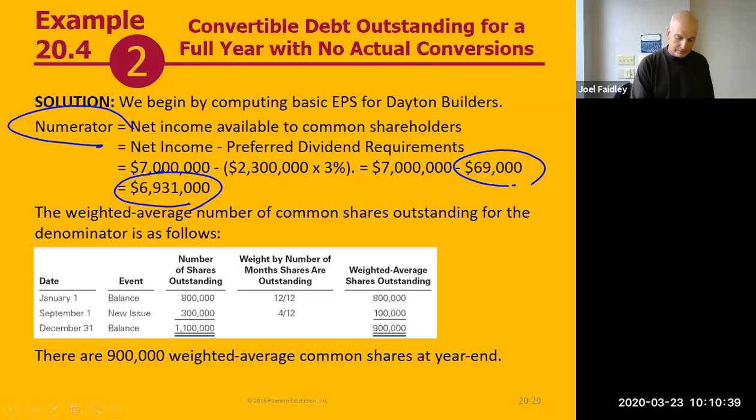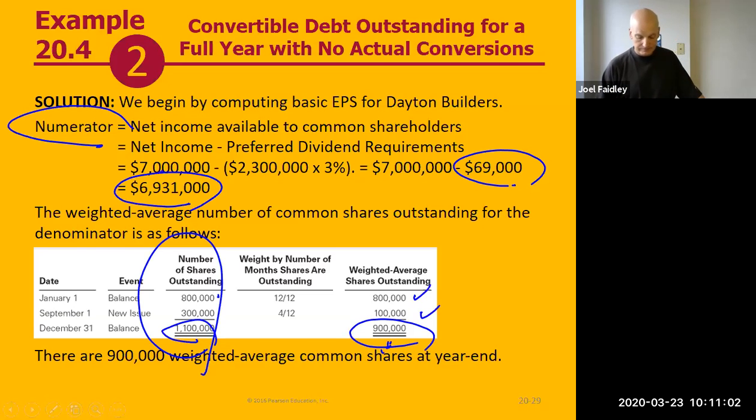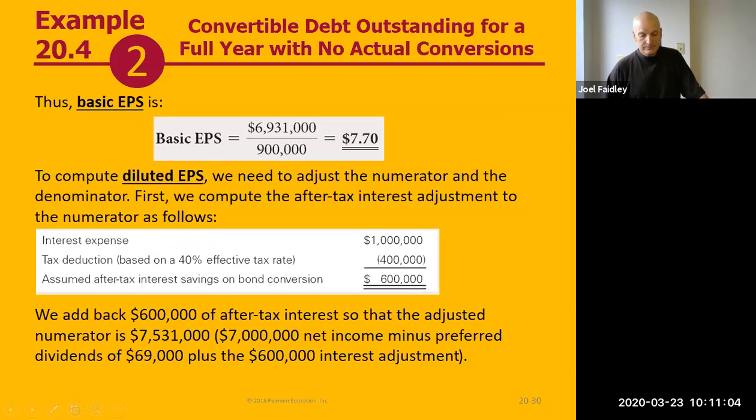So what's my weighted average? I started at 800,000 for 12 months. Then I issued 300,000 on September 1. So there's 4 months left in the year, September, October, November, December. So there's my denominator for basic earnings per share. Again, that's what's on the balance sheet, that 1.1 million, but this is what you use for your earnings per share calculation. So my basic earnings per share that we always want to start with, 6.931 million divided by 900, that's my basic earnings per share.